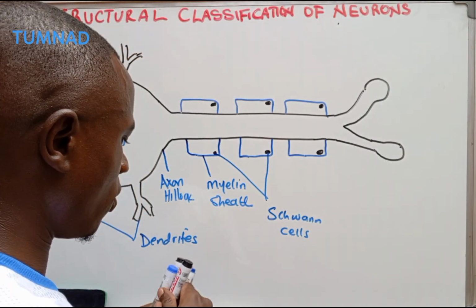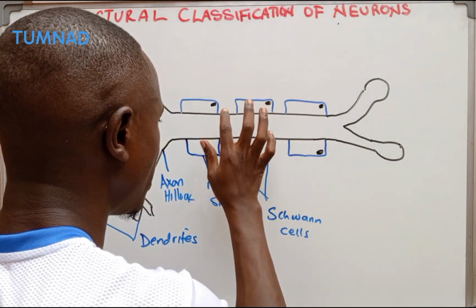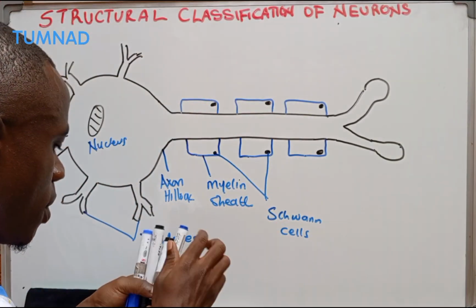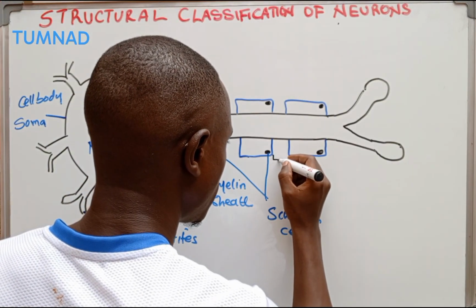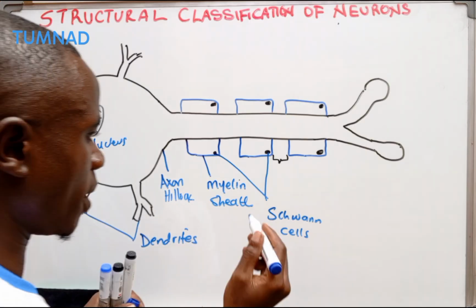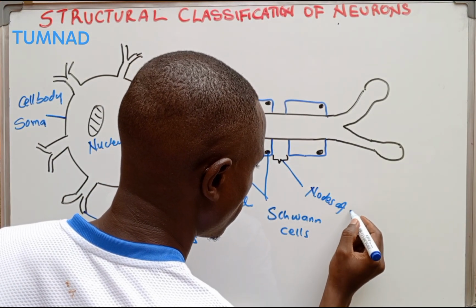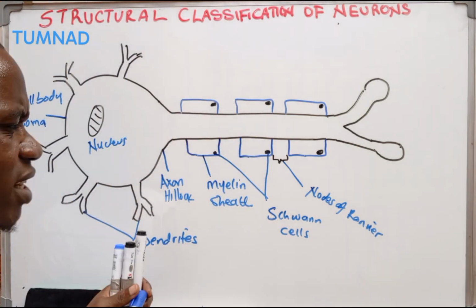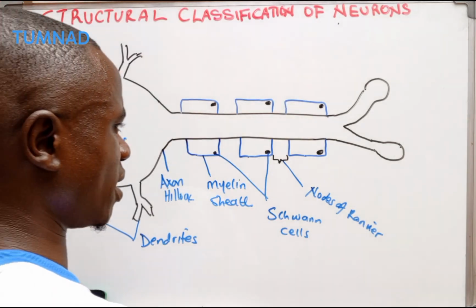Now, you see this gap, after the myelin, we have these gaps. How do we call these gaps? These gaps here, from this point up to this point, you see that gap? It has a critical name. This one is what we call the nodes of Ranvier. Okay, the nodes of Ranvier. It is very important, having a lot of different ion channels.